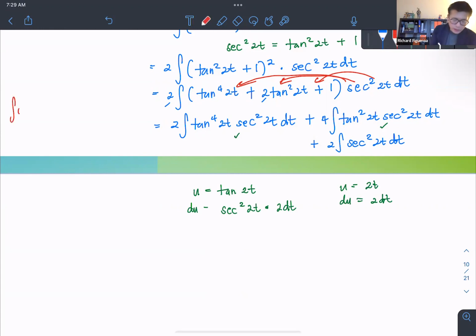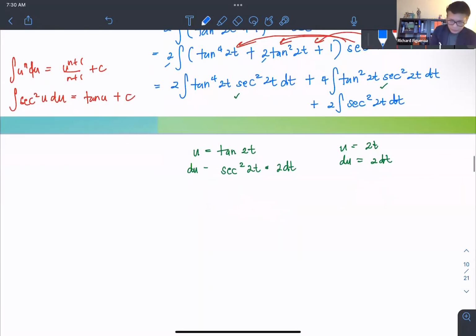We use the formula: the integral of u raised to n du is equal to u raised to n plus 1 over n plus 1 plus c. While the integral of secant squared u du is the same as tangent u plus c. Those are the formulas. Now we'll start with the first term. That is 2 times the integral of u raised to n. Our u is tangent 2t, our n is 4, and then our du is the derivative, this one.